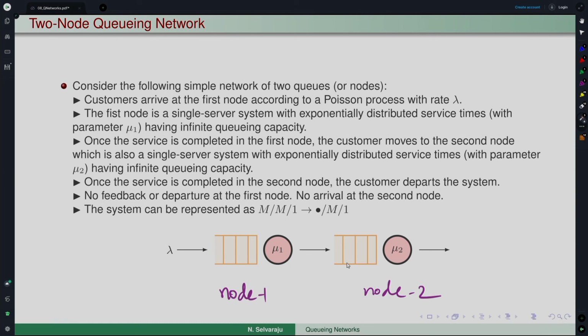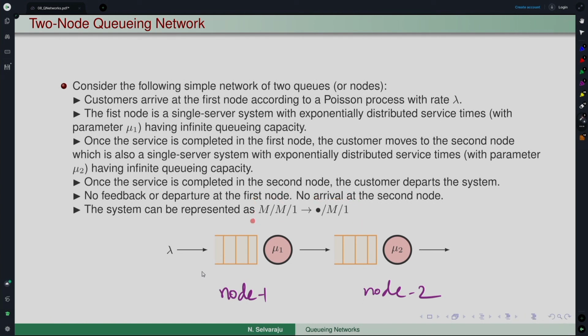The second stage could be represented in this manner: there is some arrival process, the service is exponential, and there is a single server, infinite capacity, FCFS. This whole system, which is in series, could be represented as MM1 followed by another. After this, the customer moves on: the output from node 1 acts as the input to node 2. So, this is the structure, or the description that you can give for this 2-node network.